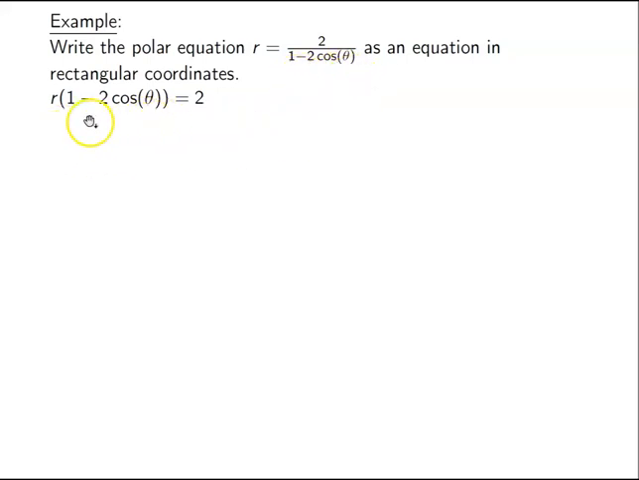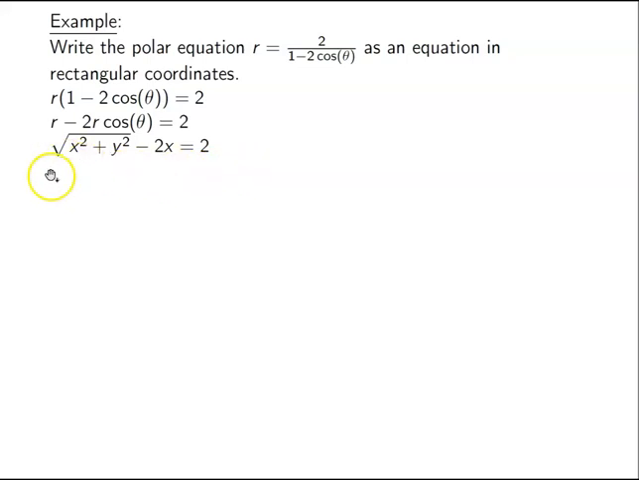Then I want to start making my changes if I can. So first things first, let's go ahead and distribute this r through. Okay, and so now I have r minus 2r cosine theta. And notice here, this is r cosine theta. That's exactly what I use for x. For r, I have a relationship for r squared, and so I use that form, right? The square root of x squared plus y squared. So I can make those substitutions into here. And now I'm into rectangular coordinates.